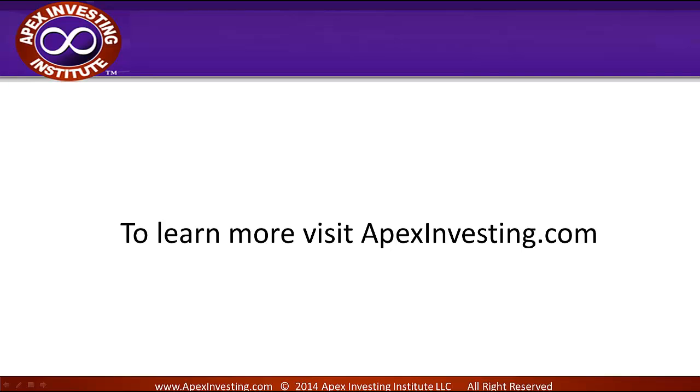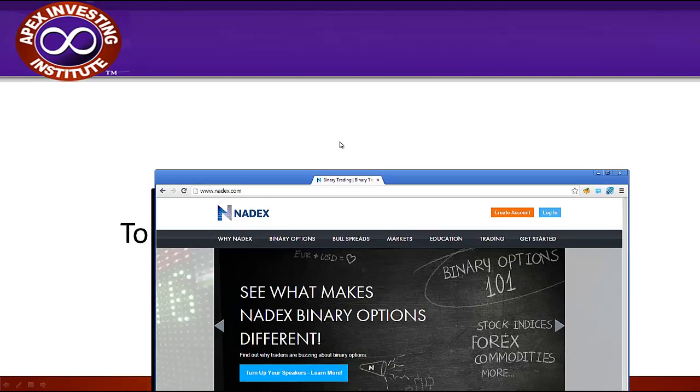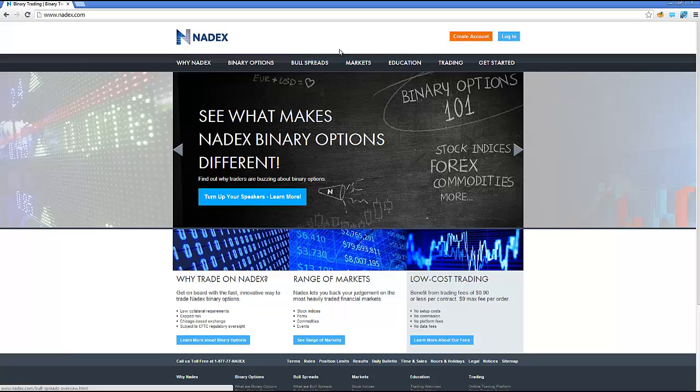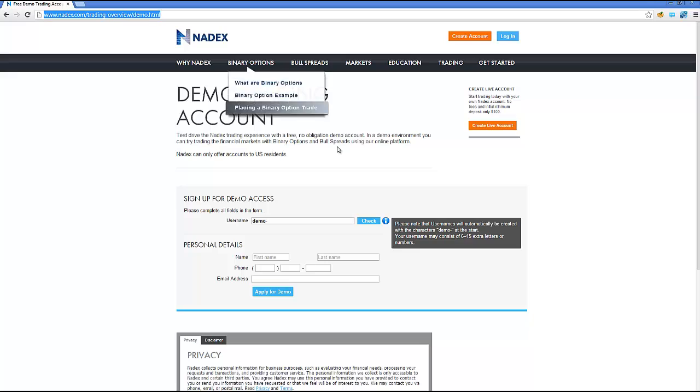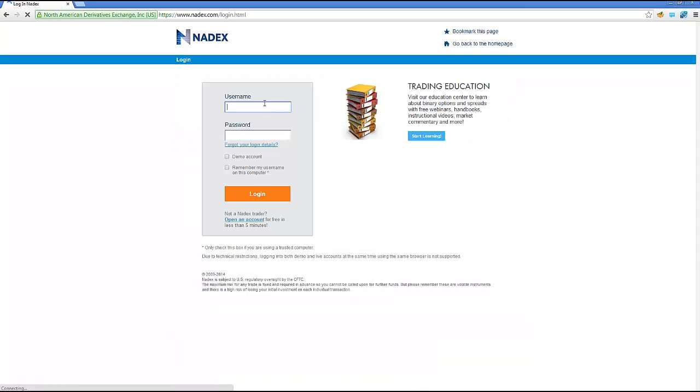Before we even get into Apex, I want to encourage y'all that don't have a demo account right now, hop over here literally right now and go to trading at Nadex.com and go to demo trading account. Okay, so right there, trading, demo trading account. And then fill that link out, takes about 15 seconds. Put in your username that you want, name, phone, email, click apply for demo. You'll immediately have a demo account in about 10 seconds. They'll send you an email that has your password in it. Once you get that email, you'll be able to log in. Just click log in up here. Put in your username and password.